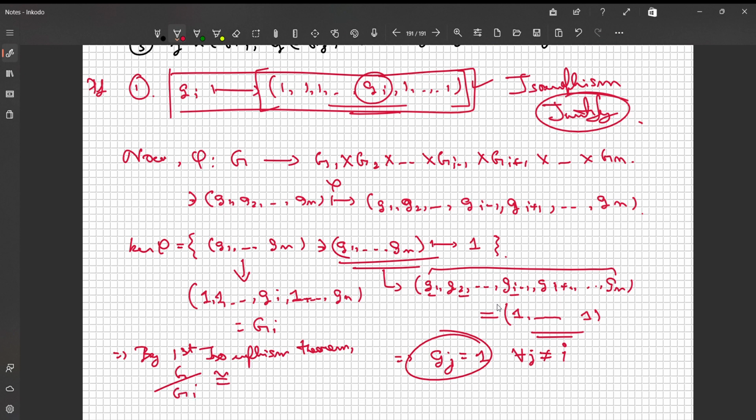So this implies by the first isomorphism theorem, G mod Gi is isomorphic to G1 cross till Gi minus 1, Gi plus 1 till Gn, right? This was merely an easy calculation. Moreover, since we got that Gi to be a kernel of some homomorphism, previously while studying homomorphisms and factor groups or normal subgroups, we had seen that kernel is always a normal subgroup. Hence, Gi is a normal subgroup, being a kernel of a homomorphism.